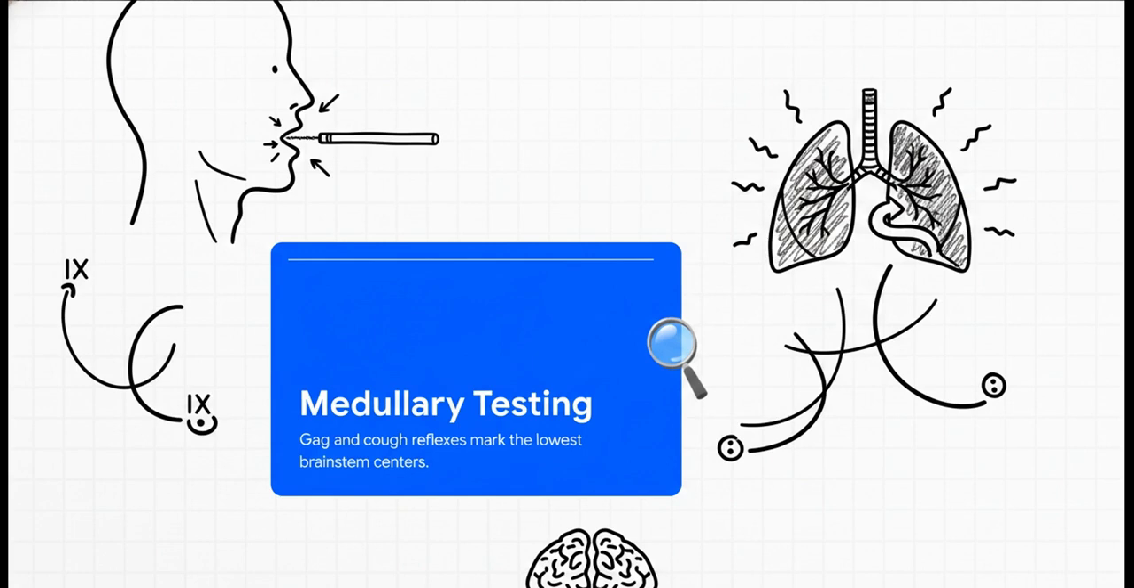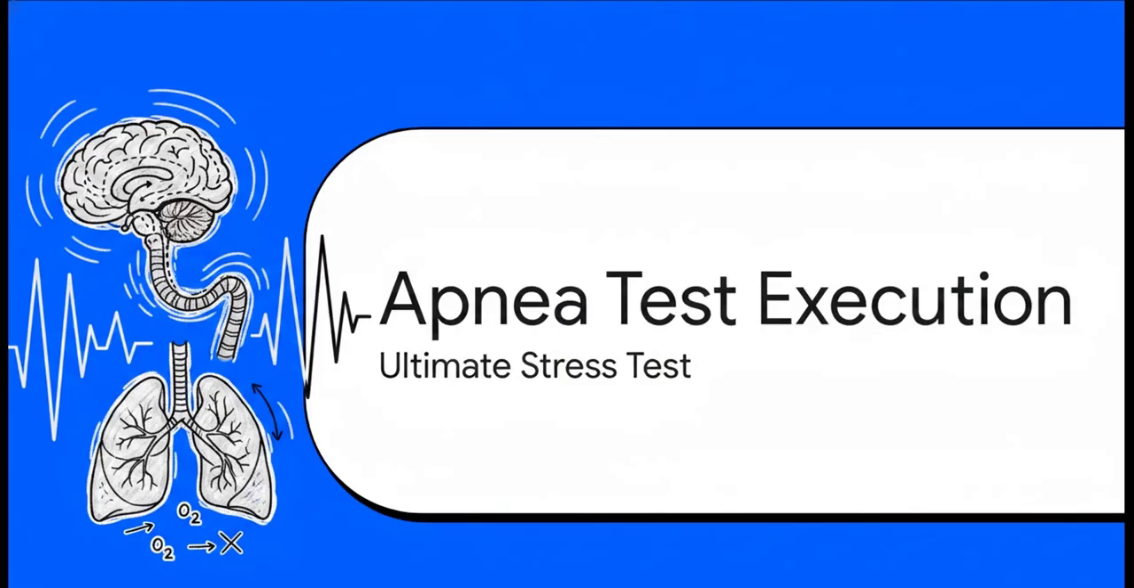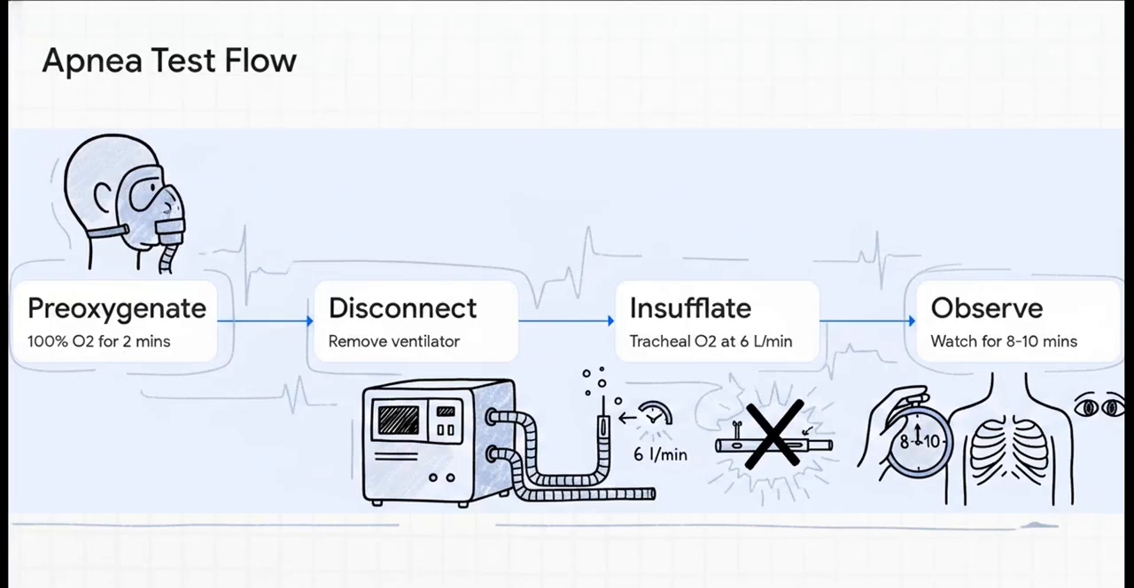Once you've mapped this total, complete absence of function from top to bottom, you're finally ready for the ultimate physiological test. Which brings us to Section 4, apnea test execution, the ultimate physiological stress test. So, the whole point of the apnea test is to let the carbon dioxide rise high enough to trigger a breath. You'll want to memorize this exact clinical flow.